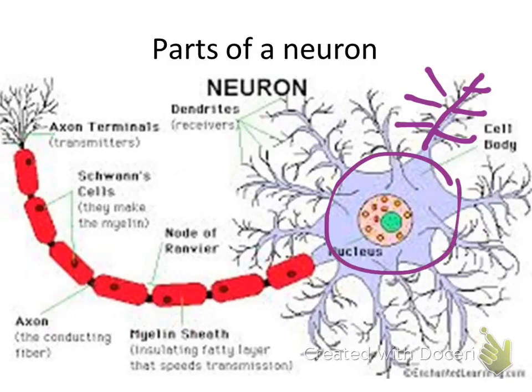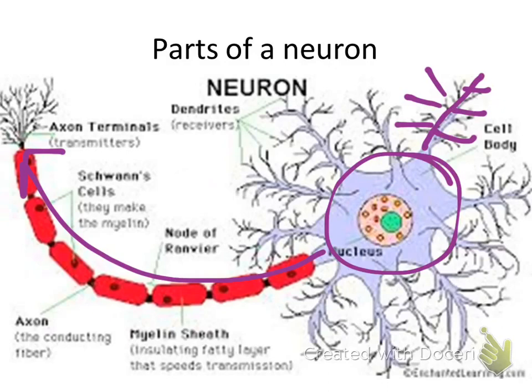Okay, the cell body, which is next, that's where the information is changed. That's where the information is put all together. If you remember the word summation, that's where the impulse is summated. Okay, and then the axon is where the information is sent down. So dendrites receive, axons send.